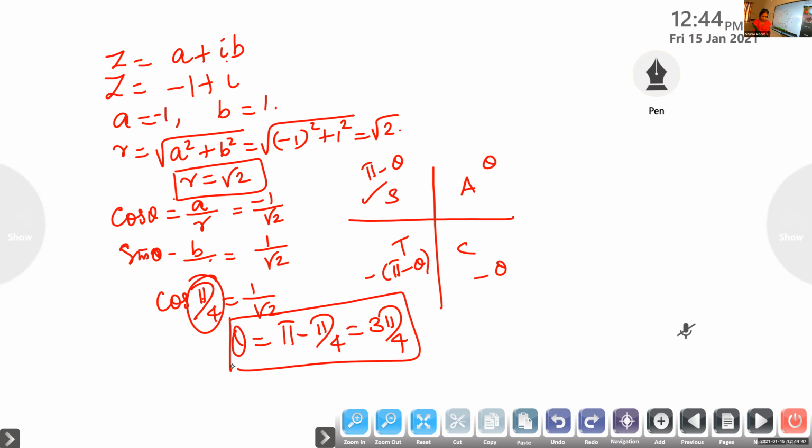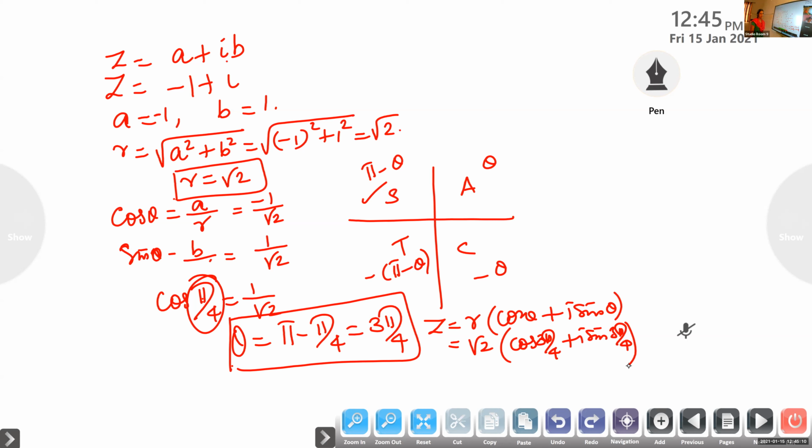Once you fix r and theta, apply in the formula. What is the formula? Z is equal to r into cos theta plus i sin theta. What is the value of r? R is root 2. So it is root 2 into cos 3 pi by 4 plus i sin 3 pi by 4. Is it okay?